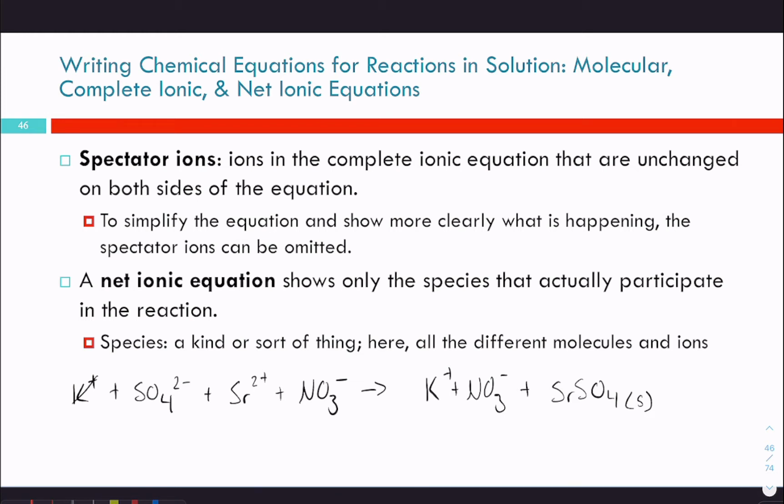So since potassium is the same on the left and right, and nitrate is the same on the left side and the right side, we can eliminate those. So our net ionic equation is SO4 2- plus strontium 2+ gives us strontium sulfate, solid. So it boils everything down to just the atoms and molecules that are participating in the reaction.